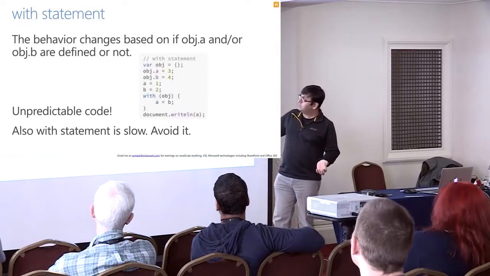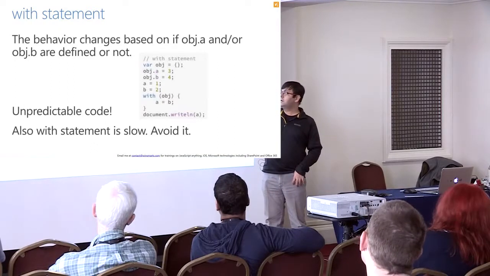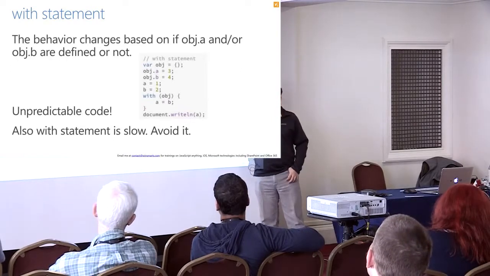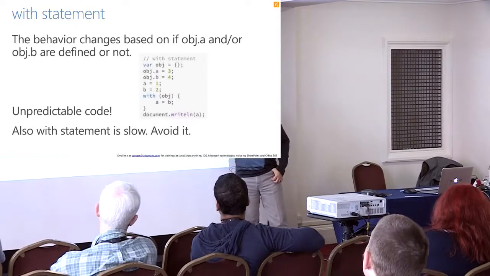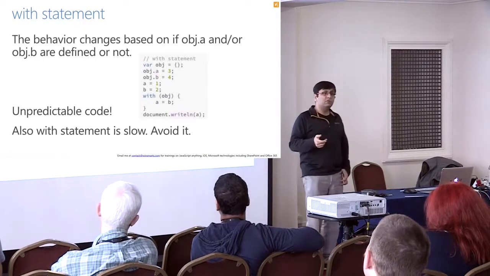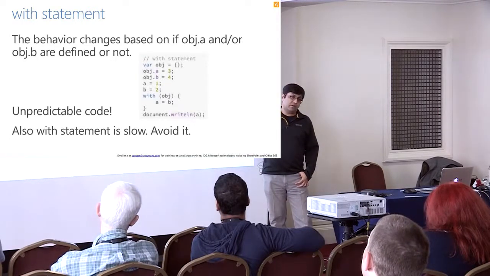But what does it do? Var obj is equal to, I'm creating a new object, obj.a is equal to 3, obj.b is equal to 4, a is equal to 1, b is equal to 2, and so with obj, a is equal to b. Now what is it doing here? Is it saying obj.a is equal to obj.b? That would be true if either one of these is not undefined.